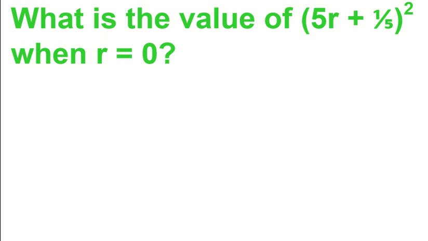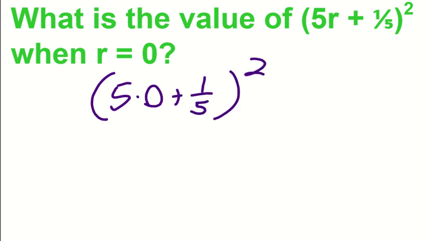1/25 is correct. All right, so 0 goes in for R. So we'd have 5 times 0 plus 1/5 squared. 5 times 0 is just 0. 0 plus 1/5 is 1/5. So what we've got is 1/5 squared.